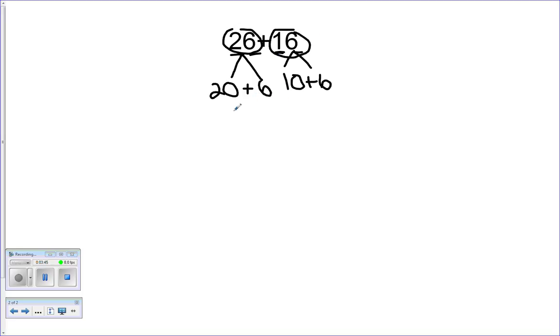Okay? Our next step, as usual, would be to add similar places. So we're going to add the tens place first. That's 2 tens plus 1 more 10, 3 tens. And then 6 and 6. Well, I know my doubles, and 6 plus 6 is 12.